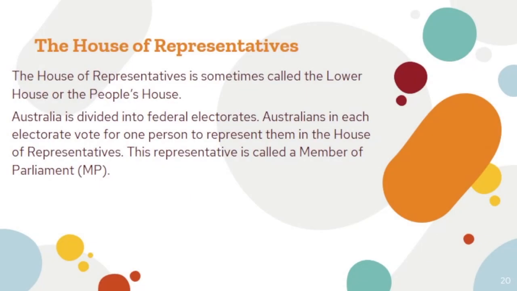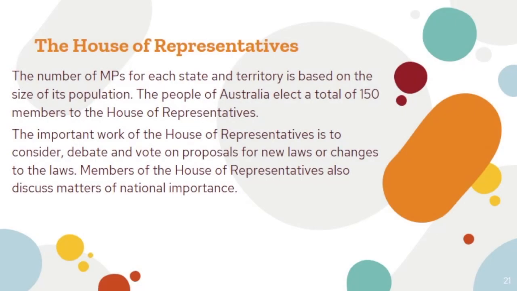The House of Representatives is sometimes called the Lower House or the People's House. Australia is divided into federal electorates. Australians in each electorate vote for one person to represent them in the House of Representatives. This representative is called a Member of Parliament (MP). The number of MPs for each state and territory is based on the size of its population. The people of Australia elect a total of 150 members to the House of Representatives.